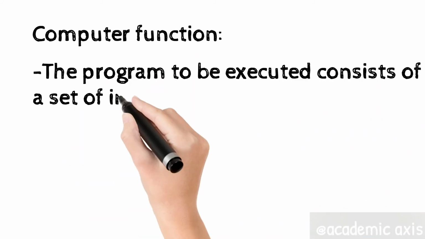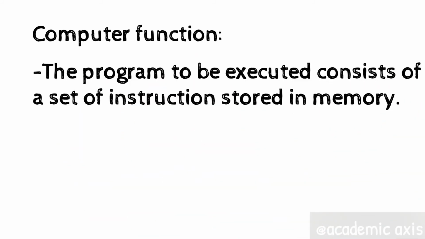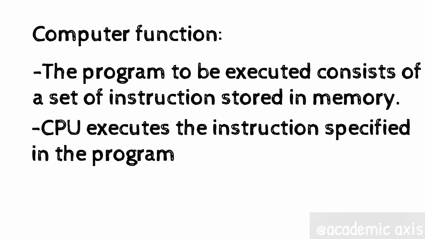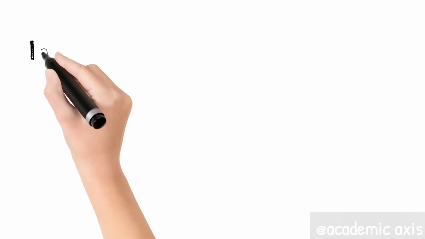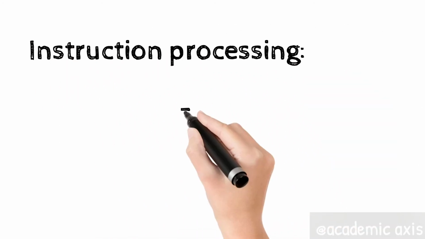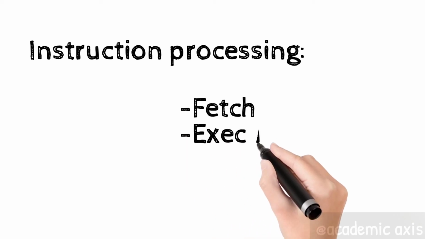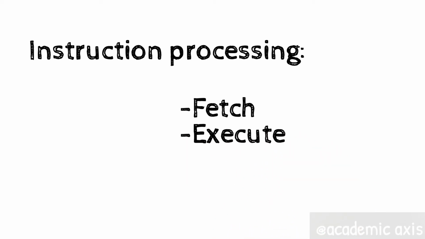Computer function. The program to be executed consists of a set of instructions stored in memory. The CPU executes the instructions specified in the program. To understand more clearly, the simplest point of view is to consider the instruction processing as consisting of two steps. One is fetch and the other is execute.